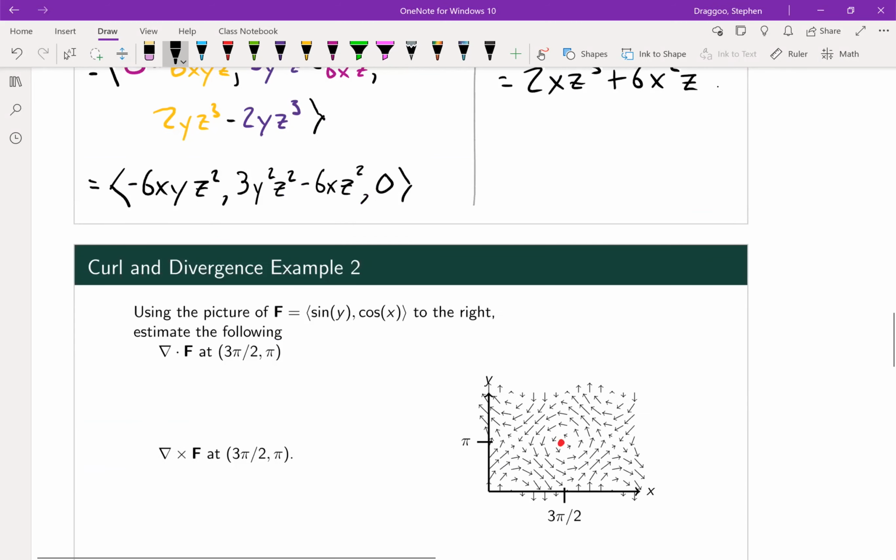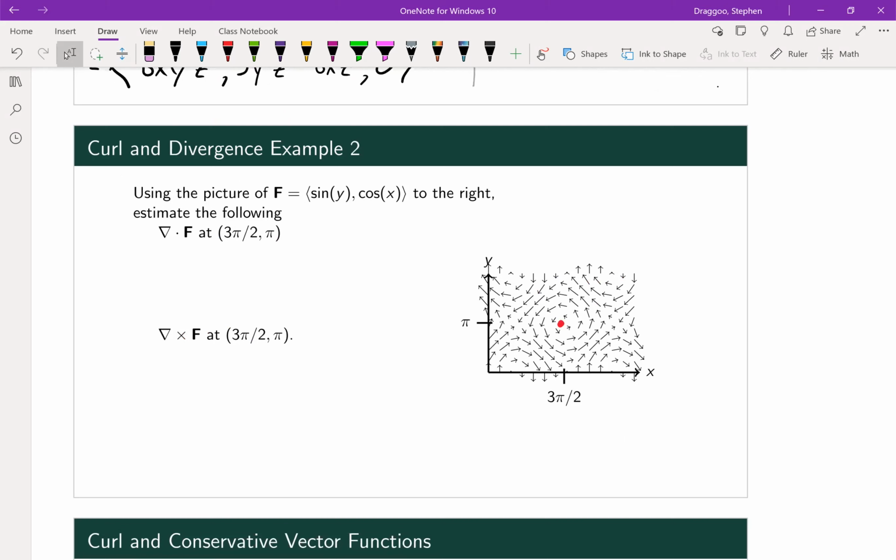All right, let's take a look at example 2. We're just going to use an image to make some estimations about the divergence and the curl. So first piece, estimate the divergence at the point 3 pi over 2 comma pi, and then the second part will be estimating the curl at that same point. I've gone ahead and marked that in red in the middle of that vector field. That's the point that we're looking at.